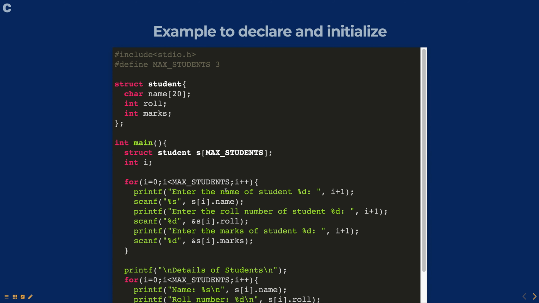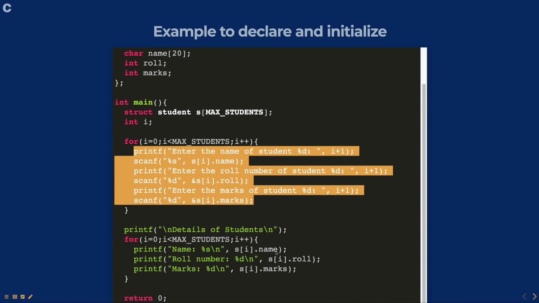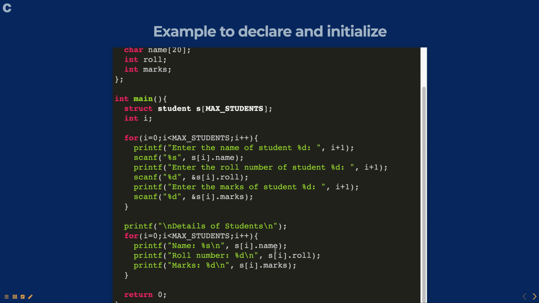The elements of the array are then initialized in a for loop using scanf. The details of each student are then displayed using another for loop.